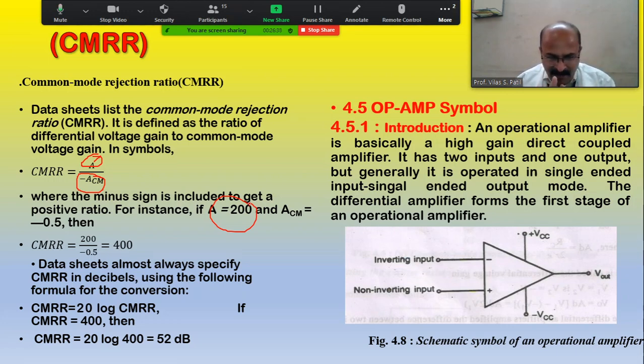आणि इथं जर CMRR हा 400 जर घेतला मित्रांनो, तर 20 log of 400 is equal to 52 dB. That is the decibel. dB is the unit to calculate the CMRR. Okay. Here next point 4.5 shows the operational amplifier symbol.